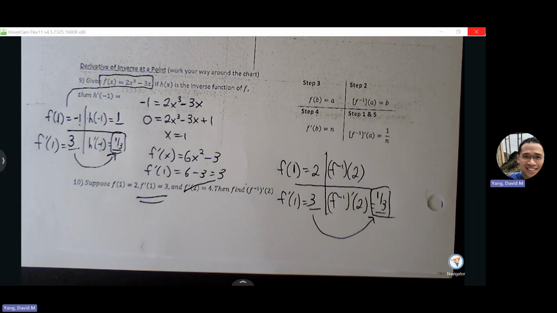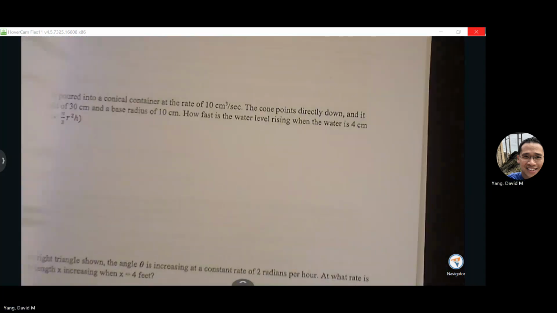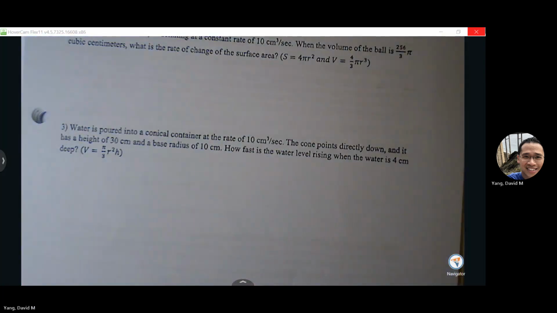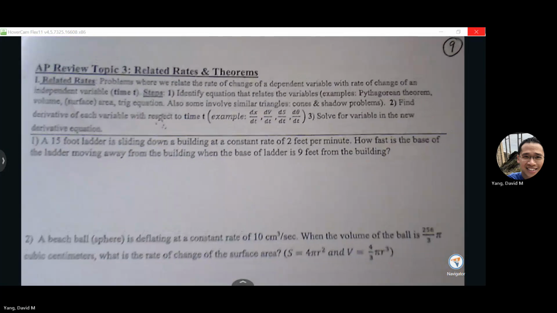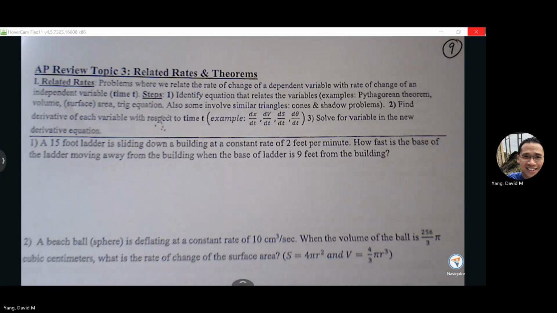So today our focus is going to be related rates. So let's go to page 9. So related rates, it's been a while, right? So limits, related rates, derivative of an inverse at a point, all this we covered all the way back in September, October.